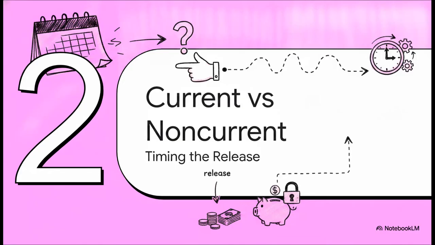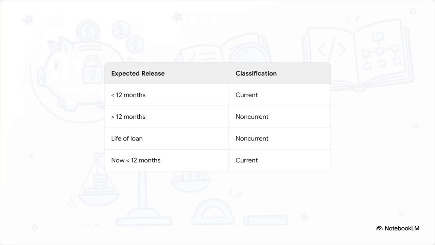Moving right along to Section 2, current versus non-current classification, timing the release. Once you've actually identified restricted cash, you're faced with your second critical decision, which is classification, basically timing the release. You have to figure out if that restricted cash is current or non-current, and that depends entirely on the facts right now regarding exactly when the restriction is expected to be lifted. The 12-month rule totally dictates this. If the restriction lifts within 12 months of your balance sheet date, boom, it's current restricted cash. Beyond 12 months, it's non-current.